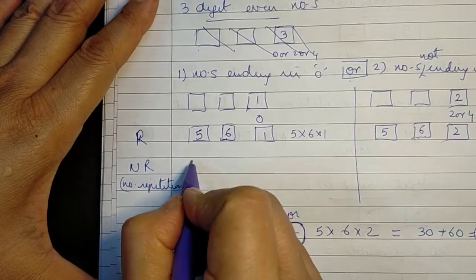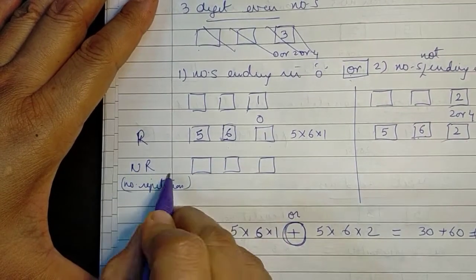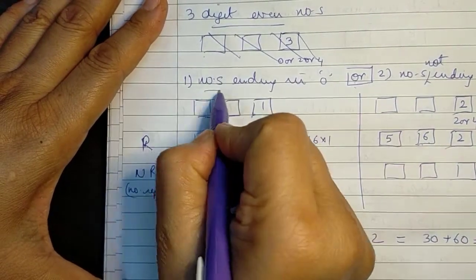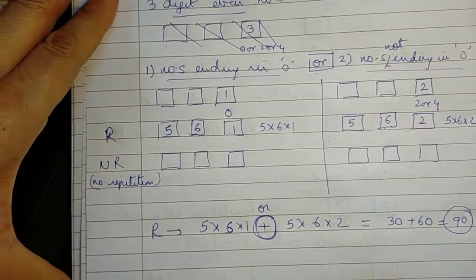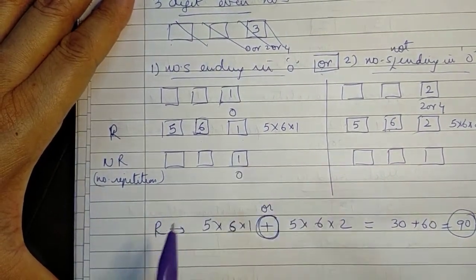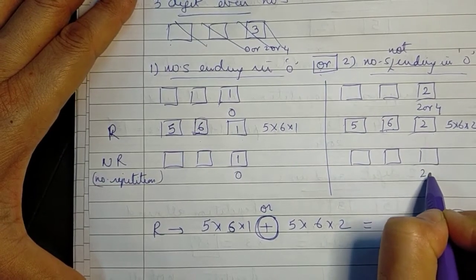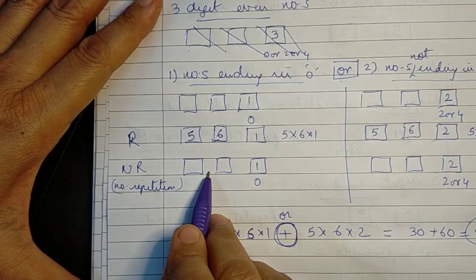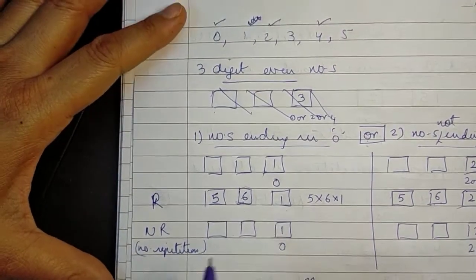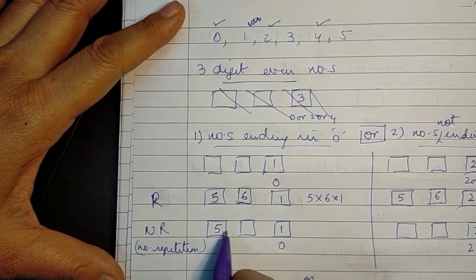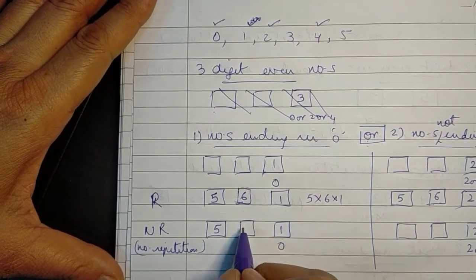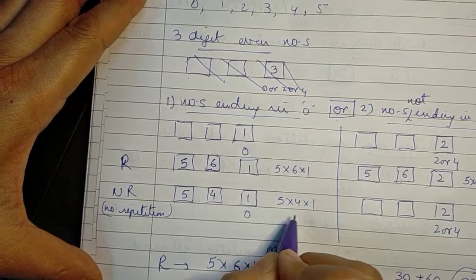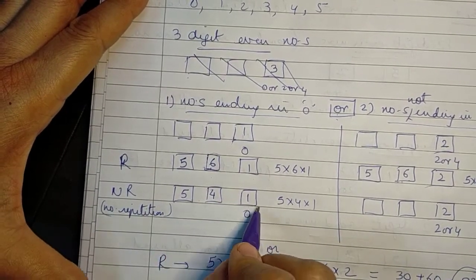Now let's take up repetition not allowed, or no repetition. Again, numbers ending in 0 or numbers not ending in 0. Numbers ending in 0 will have only one option here. Numbers not ending in 0 will have two options here. If repetition is not allowed, 0 is already gone, so all 5 are available here. Now two numbers are gone, one is 0, one is another one, so only 4 options are available here. So 5 into 4 into 1 are the total numbers which can be formed.